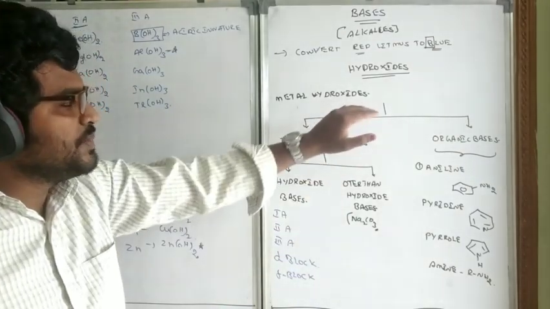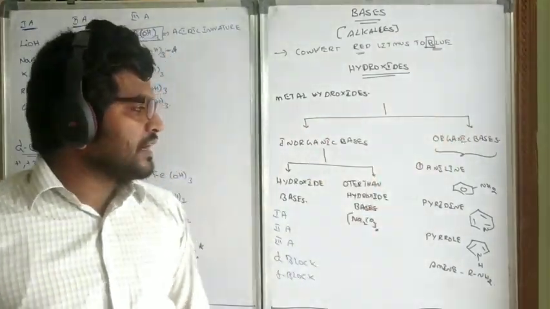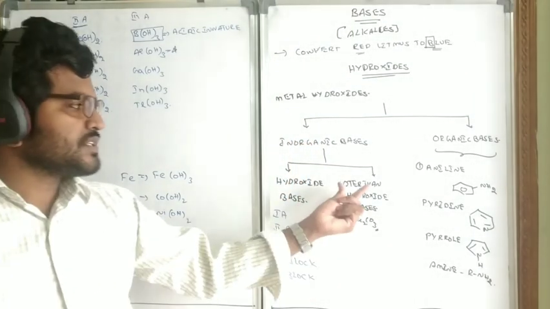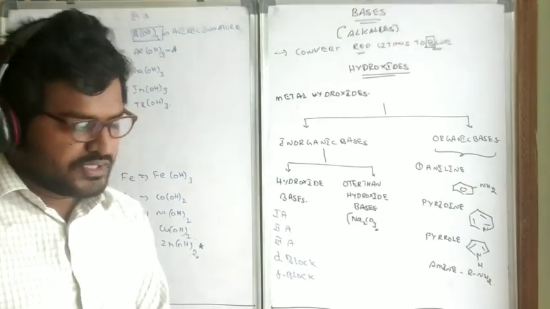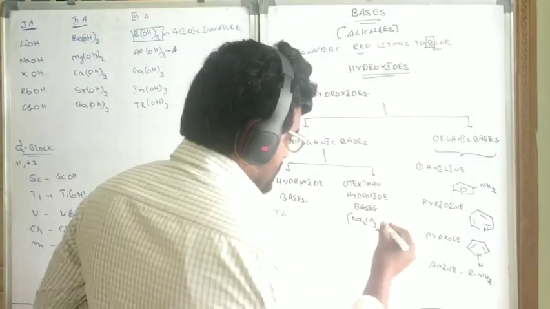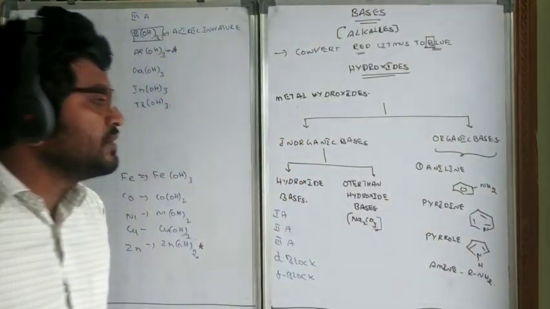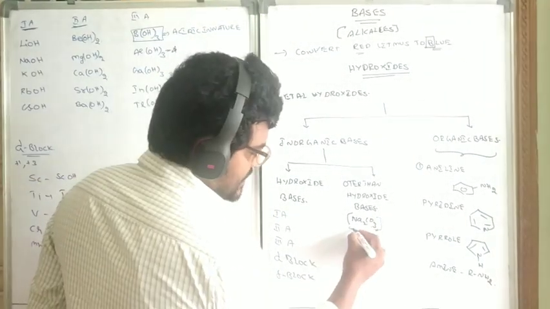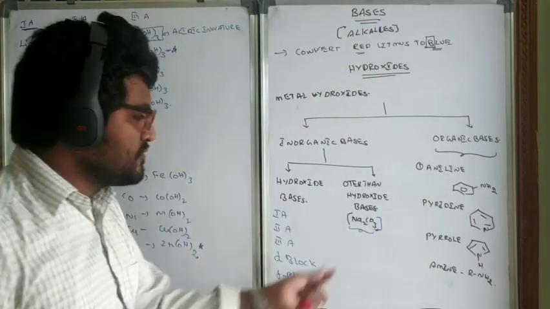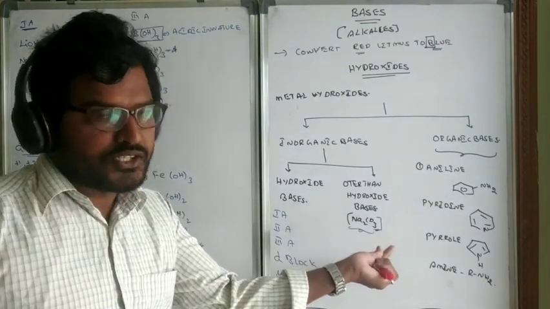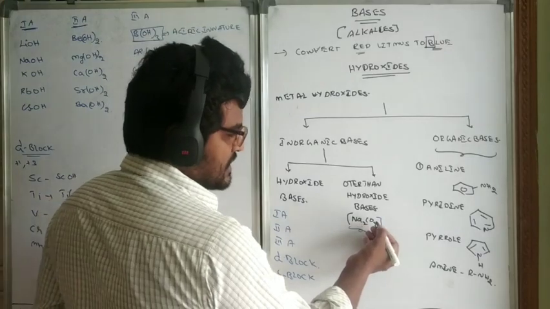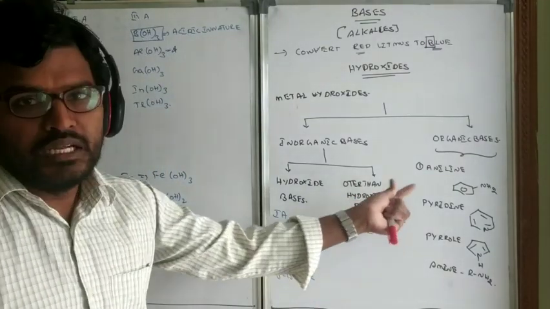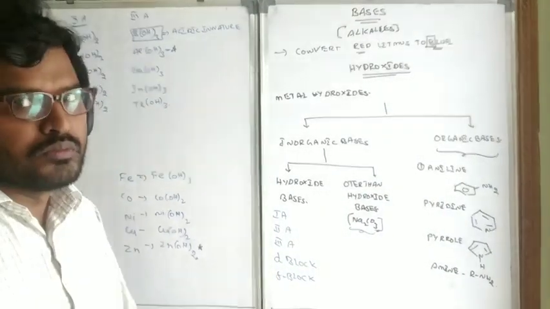Mostly the bases will be hydroxides always. And let us see, these bases are inorganic bases and organic bases. Inorganic bases are classified as hydroxide bases and other than hydroxide bases. The best example for other than hydroxide bases is Na2CO3. Why Na2CO3? Because it is a salt of a strong base and a weak acid, so you can consider this to be an other than hydroxide base also.